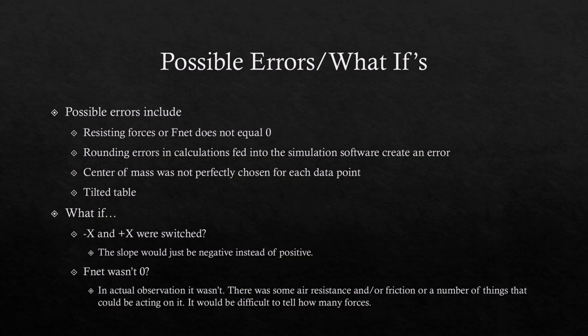What would happen if the negative x and positive x directions were switched? Well, the slope would just be negative instead of positive.